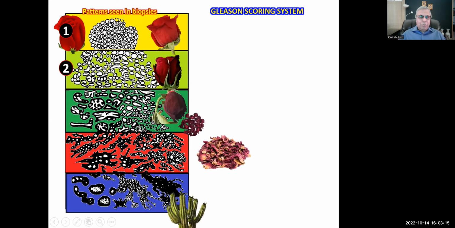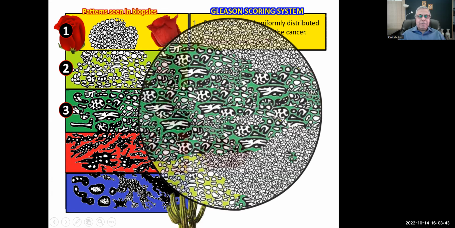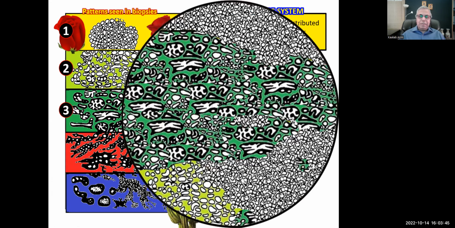But now you get a core biopsy, and when you look at it under a microscope, what you're seeing are cells like this, and you are just seeing one pattern. Okay, so what you will do is that these cells are recognizable and uniformly distributed. Glands are seen all over the cancer. So you assign it a score of 3 plus 3. You always give 2 scores, right? 2 points, because you're seeing only one pattern.